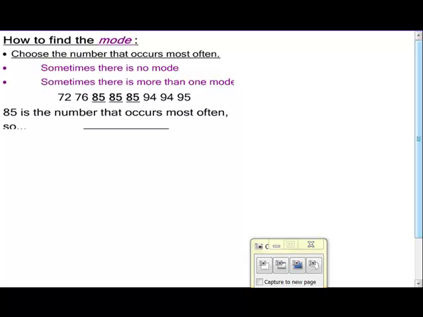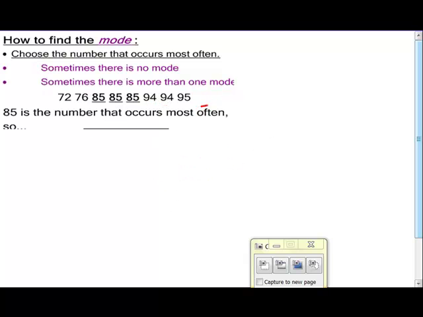And sometimes there is more than one mode. Let's pretend, for instance, we had another 94 here, and we would have 85 occurs 3 times, 94 occurs 3 times, and so the mode here is 85 and 94. There's 2 numbers that occur the most often.